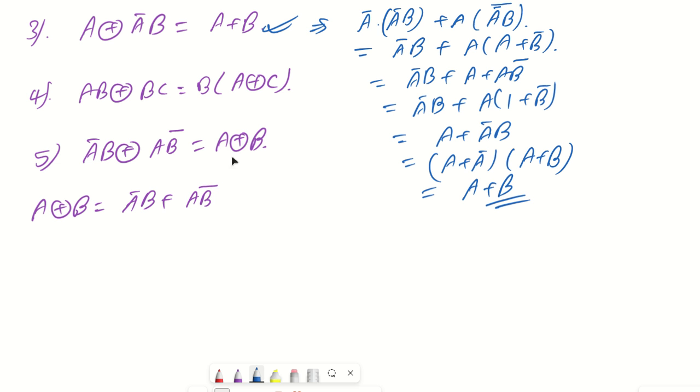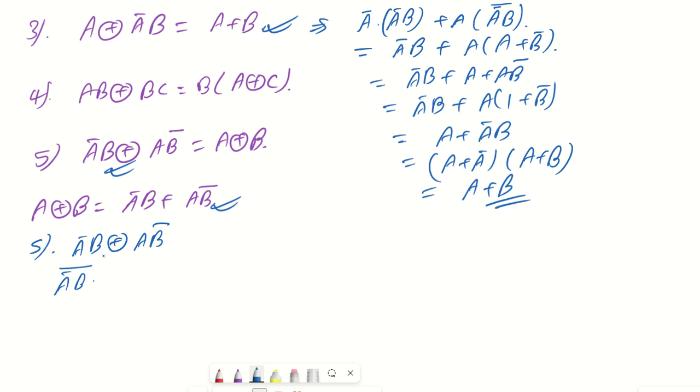If you want, you can prove this fifth one the same way. Let me solve the fifth one quickly. What is the XOR operation of this? The XOR of A bar B and A B bar is nothing but this expression we will use. A XOR B is A bar B plus A B bar. Same way, this will be A bar B bar.